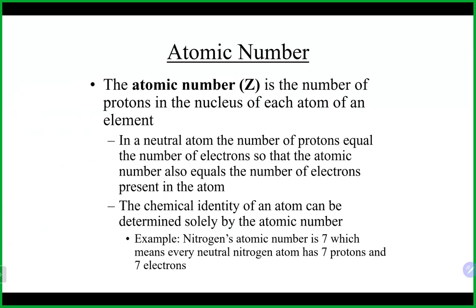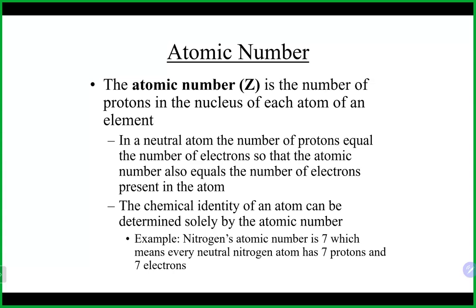So if you have a neutral atom, remember that the atom basically has protons, which are positive, electrons, which are negative, and neutrons that have no charge. So if you have a neutral atom, if you know the number of protons, you will also know the number of electrons, right? Because you'll need an equal number of negative things to balance it out.